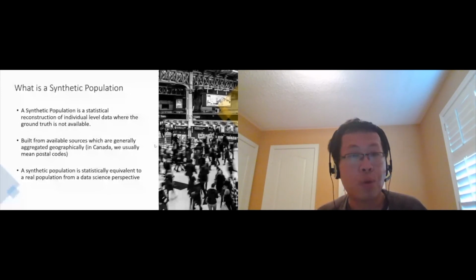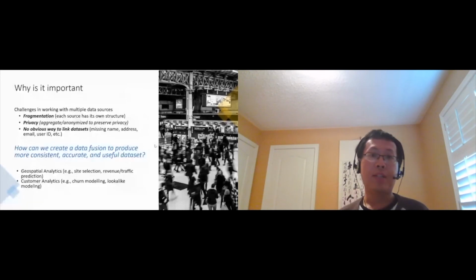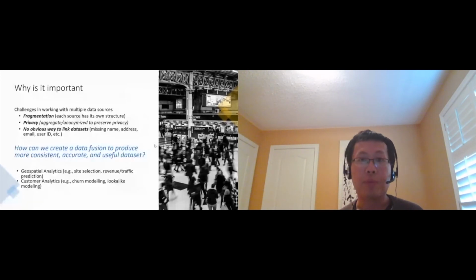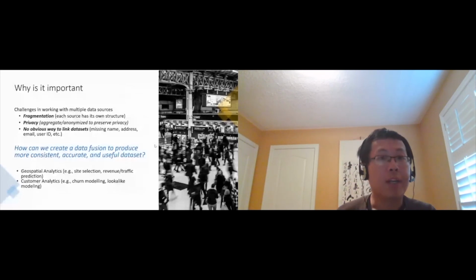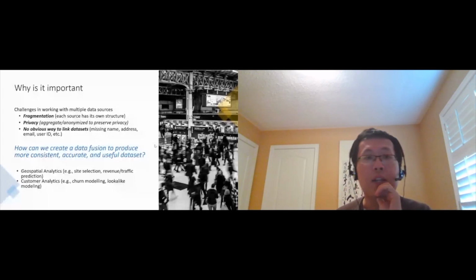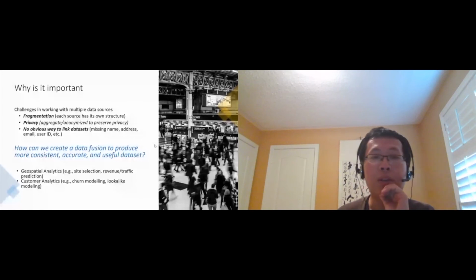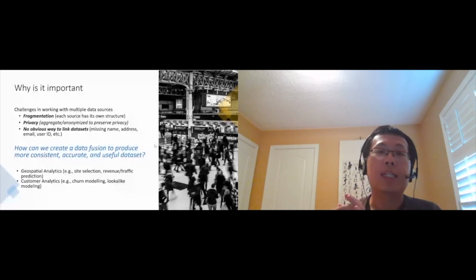So why is this work important? Well, as a data scientist, some of the challenges we face when we work with multiple data sources are fragmentation, meaning that we deal with a lot of sources and they all sort of have their own data structure, their own metadata formats, and it's not very easy to combine these data sources together. Privacy being the other reason, as we've discussed, because of privacy concerns, we often have to work with aggregated or anonymized sources. And these two challenges lead to the third one, which is there's no obvious ways to link data sets together.